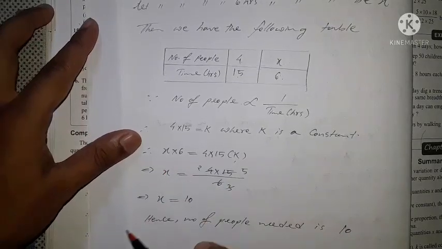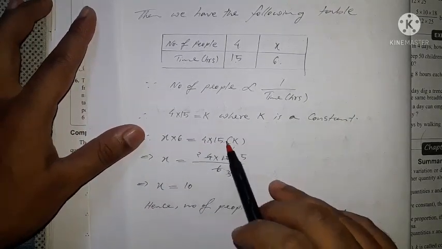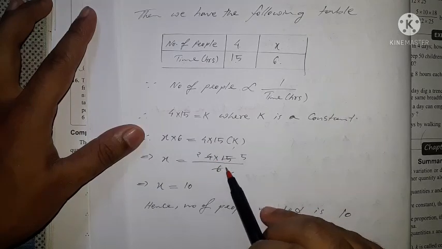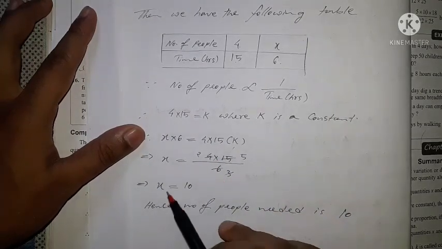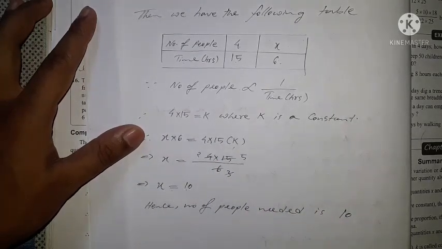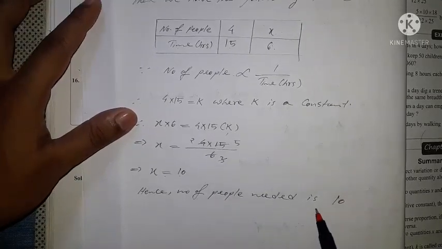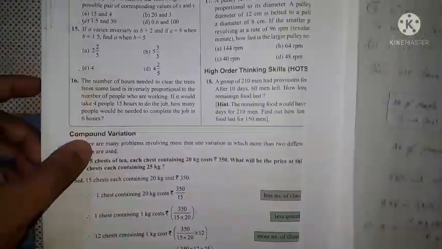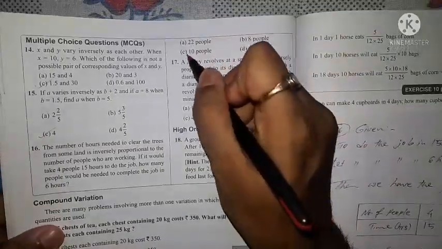So what is the value of X then? If we move the 6 to the other side, it will be 4 into 15 whole divided by 6. If we cancel out, at last we will get X is equal to 10. Hence the number of people needed is 10. So the correct option for this is 10 people.